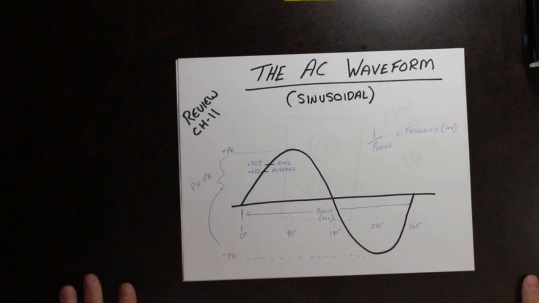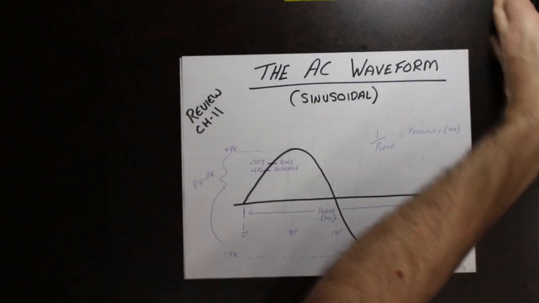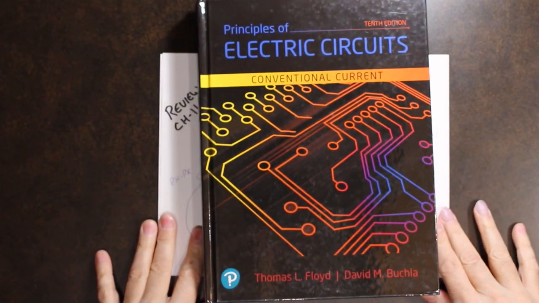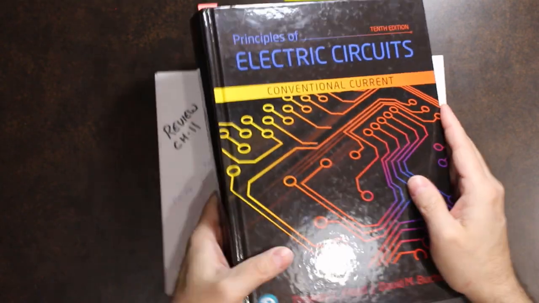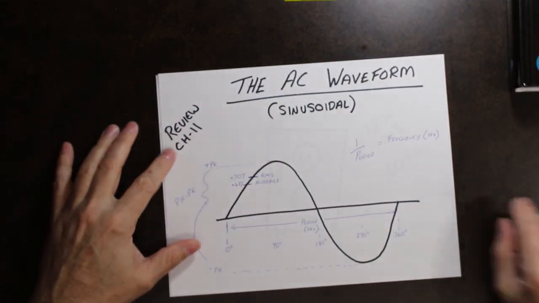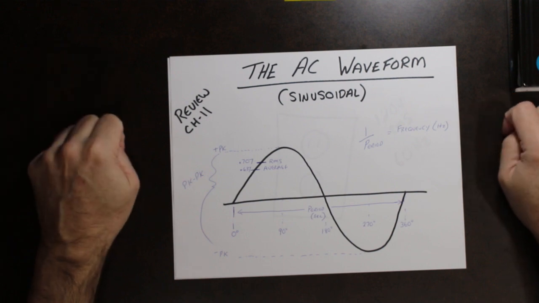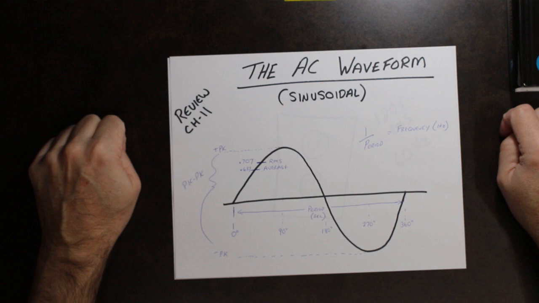If you want some more information, you can go to chapter 11, again, of our textbook, Principles of Electric Circuits, Conventional Current Flow, Floyd and Buchla. You can go to chapter 11 and take a look, and there will be more information there on the AC waveform. So, I hope that helps.